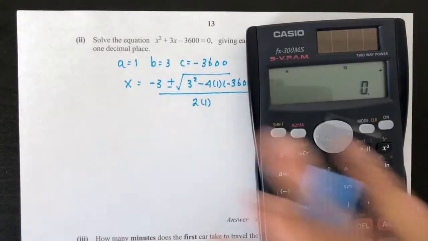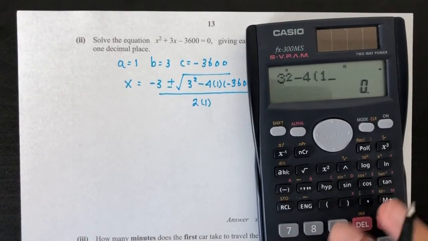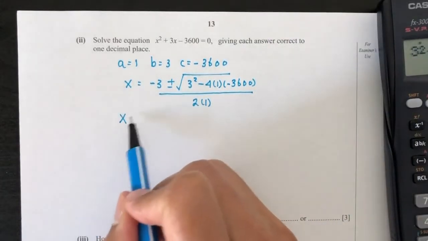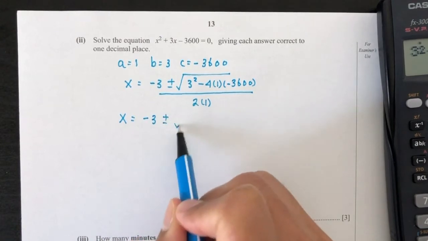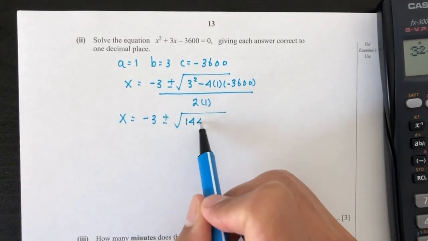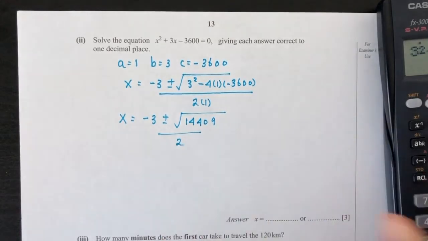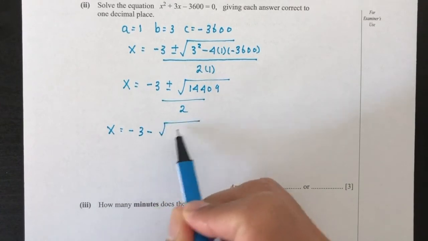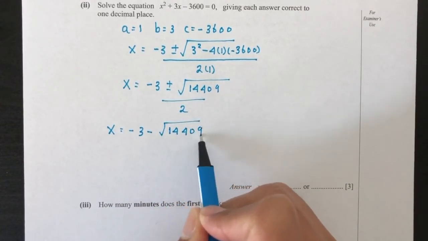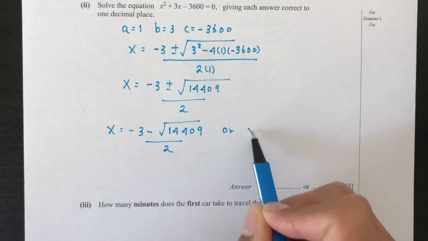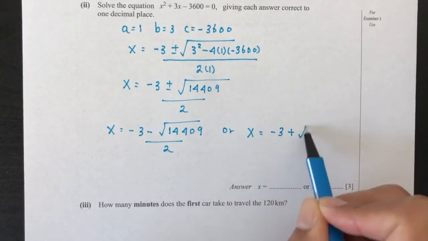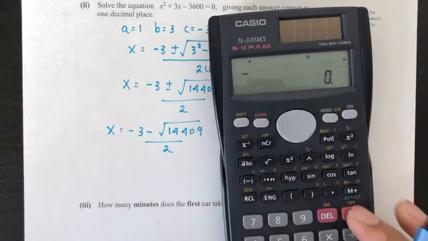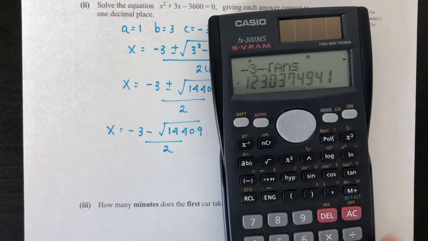So let's simplify. What is 3 squared minus 4 times a times c? That should be this number. So x is equal to minus 3 plus or minus root of 14409, divided by 2. For the first value of x, that will be minus 3 minus root of 14409 over 2, or x can be minus 3 plus root of 14409 divided by 2.